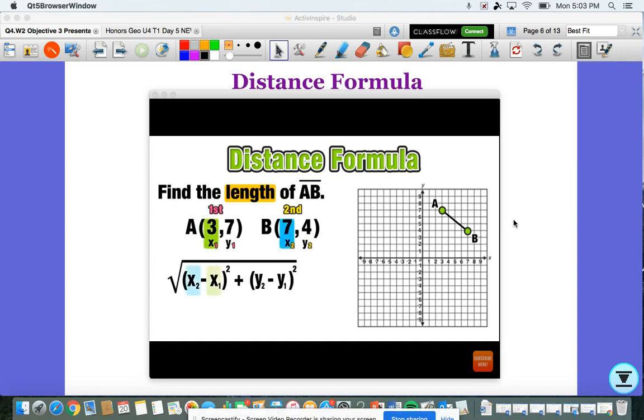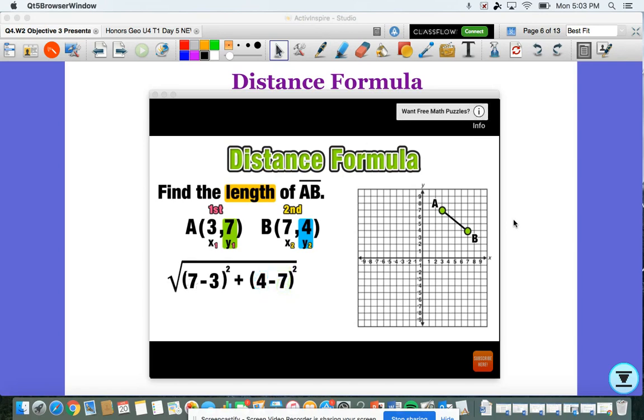Let's start off by looking at x1 and x2. x2 is 7, x1 is 3, so we have 7 minus 3 in parentheses on the left side of the equation. Now we can slide that over and look at y2 and y1. y2 is 4, y1 is 7, so we have 4 minus 7 in the parentheses on the right side of the distance formula equation.